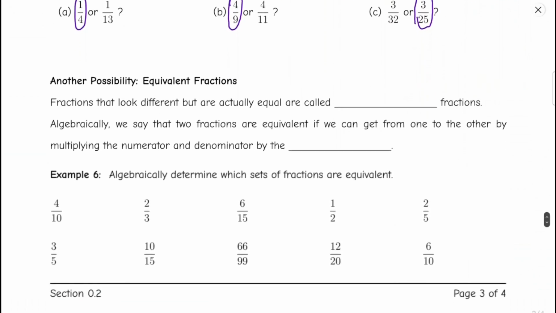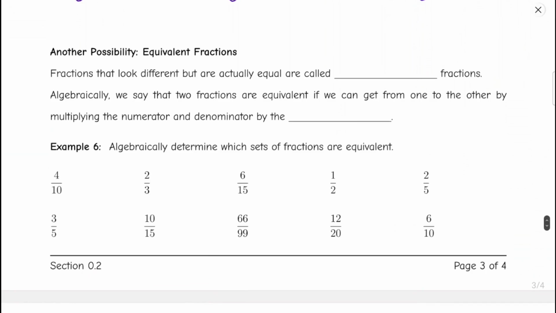Now, there is another possibility when dealing with fractions, and that's to have equivalent fractions. Fractions that look different but are actually equal are called equivalent fractions. Algebraically, we say that two fractions are equivalent if we can get from one to the other by multiplying the numerator and denominator by the same number.